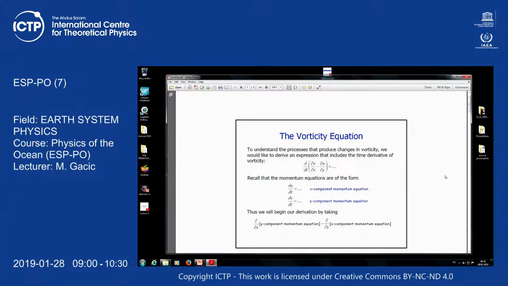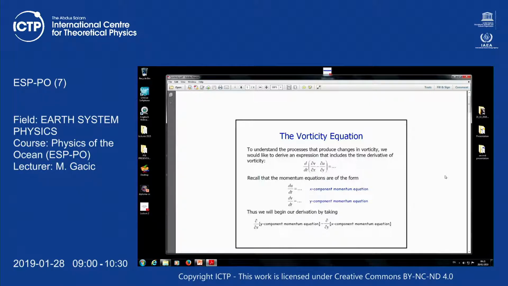That means the changes of the different components of the velocity perpendicular to the direction. In other words, if this is the V component, and there is a change of the V component amplitude in the direction of X, then the vorticity is non-zero, okay? And the same thing with the Y component. So we are looking for the changes of this parameter.